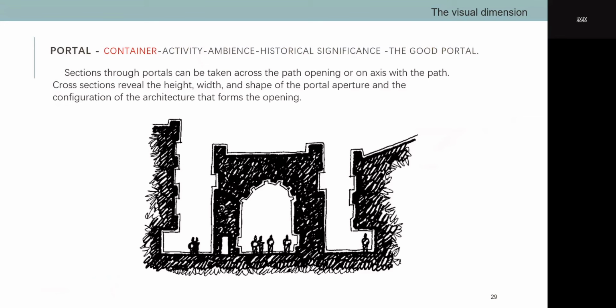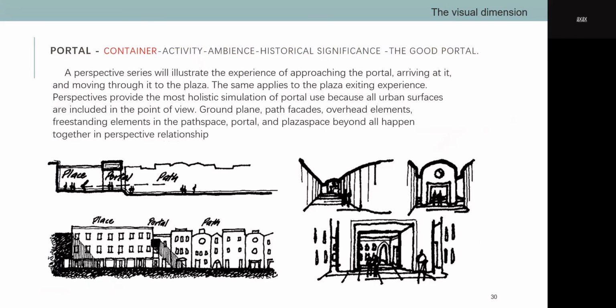A perspective series will illustrate the experience of approaching the portal, arriving at it, and moving through it to the plaza. The same applies to the plaza exiting experience. Perspectives provide the most holistic simulation of portal use because all urban surfaces are included in the point of view.